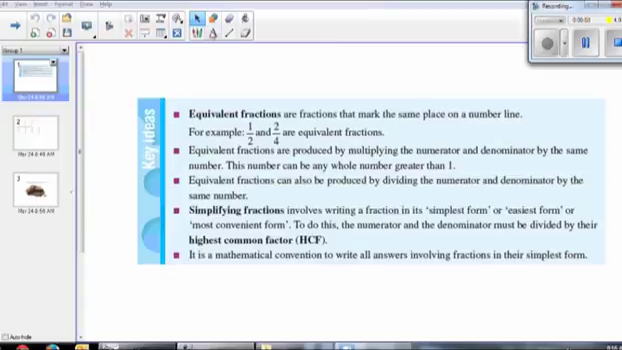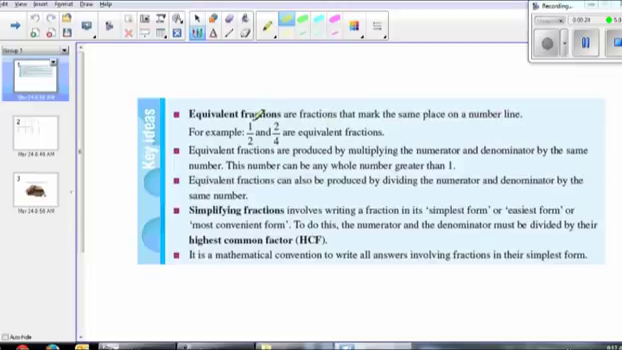Okay, so we're looking at equivalent fractions, and this is one of the more important topics that we do, particularly with your understanding, so it's important that you understand this. Just have a look at the key ideas. Equivalent fractions are fractions that mark the same place on a number line. For example, 1/2 and 2/4 are equivalent fractions.